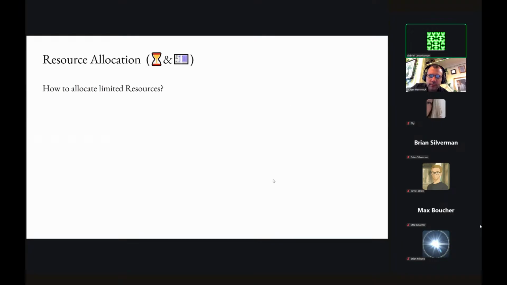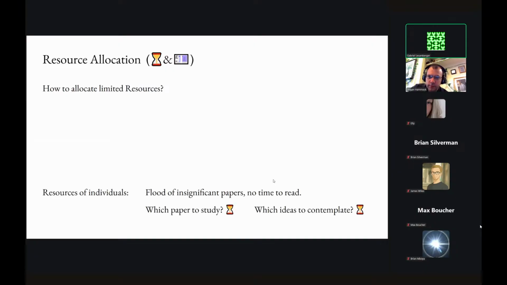So this is about resource allocation. There are resources of various kinds. So for instance, there are a lot of papers and people don't have so much time to read so many papers, right? So how do you allocate your time resources?